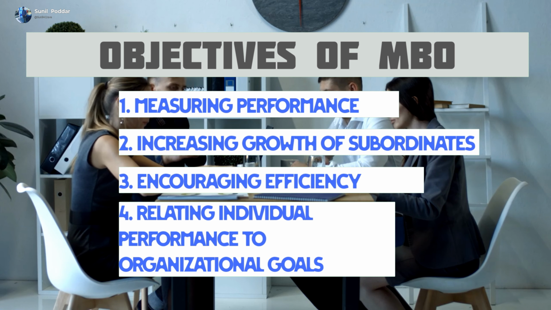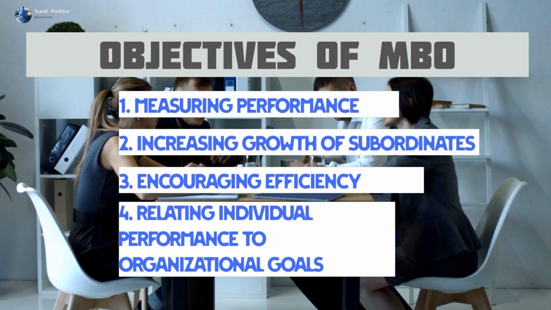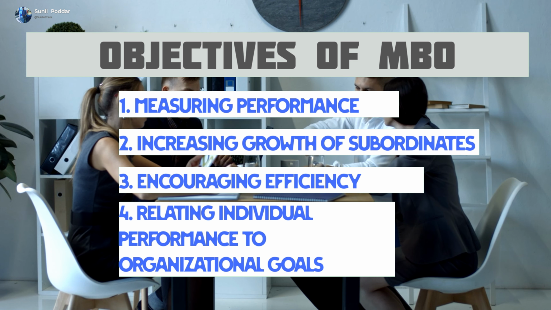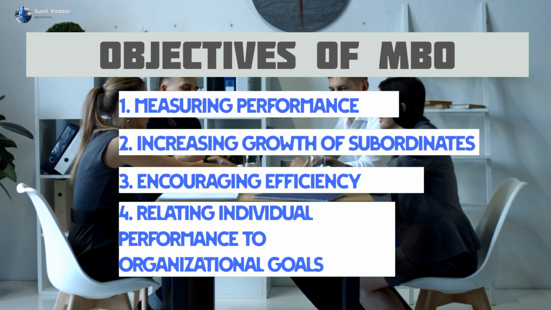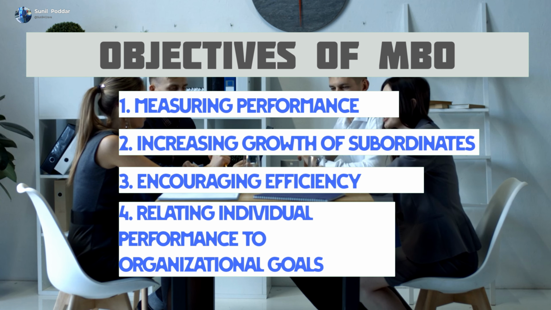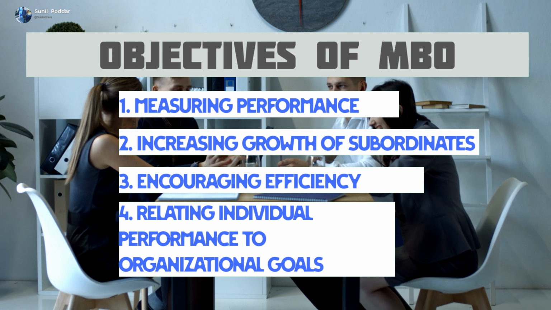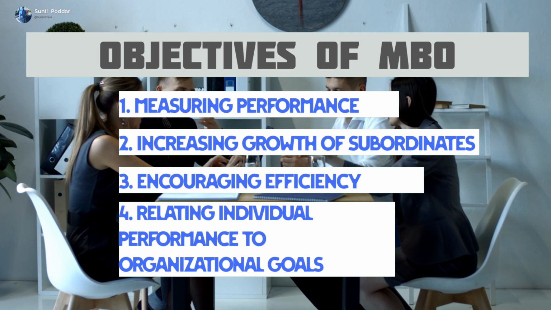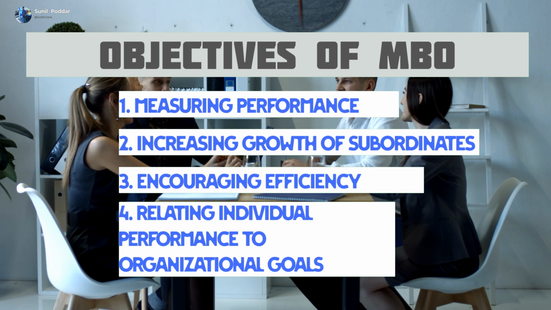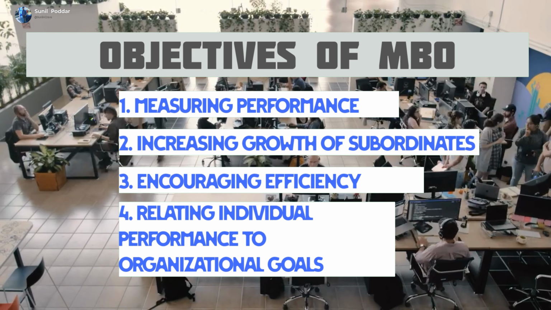Increasing growth of subordinates. MBO encourages personal development by setting achievable goals. For instance, in a marketing team, when an executive meets their objective of securing 10 new clients, it boosts their confidence and contributes to their career growth. Encouraging efficiency. MBO highlights the efficiency of individuals by tracking their performance. In a customer service center, for example, employees who consistently meet or exceed their targets for resolving issues quickly are recognized, motivating them and others to maintain high standards.